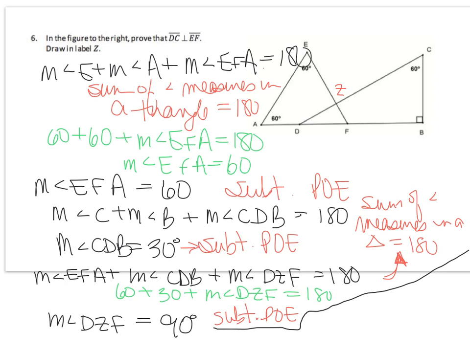Because of that, because angle DZF is 90 degrees, we can say segment DC is perpendicular to segment EF because perpendicular lines form 90-degree angles. That was sort of fun.